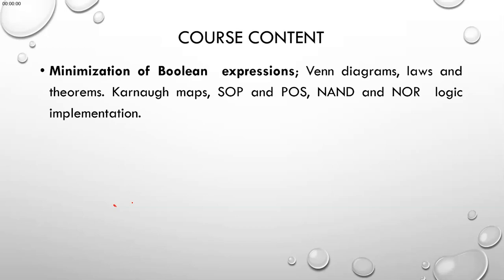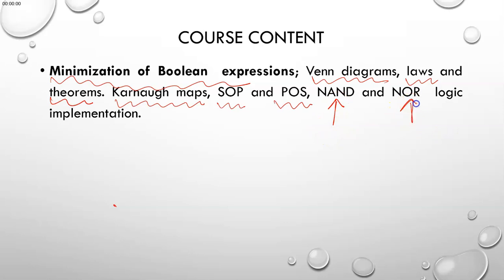We continue with the course content, and once we have been able to meet the introductory part, then we're going to talk about the minimization of Boolean expressions. At this point, we're going to talk about some laws like De Morgan's theorem and additive laws, among others. We look at Venn diagrams, and to simplify further, we'll apply Karnaugh maps, which may be in the form of sum of products or product of sums.